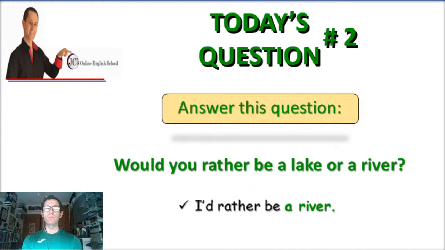So once again, would you prefer to be or would you rather be? With the word rather, you don't have the to. In my case, I'd rather be a river. I could also answer, I'd prefer to be a river. But I'd rather be a river. Why? Because I'm more active, in constant movement all the time. A lake is more static. So I'd rather be a river, or I'd prefer to be a river.